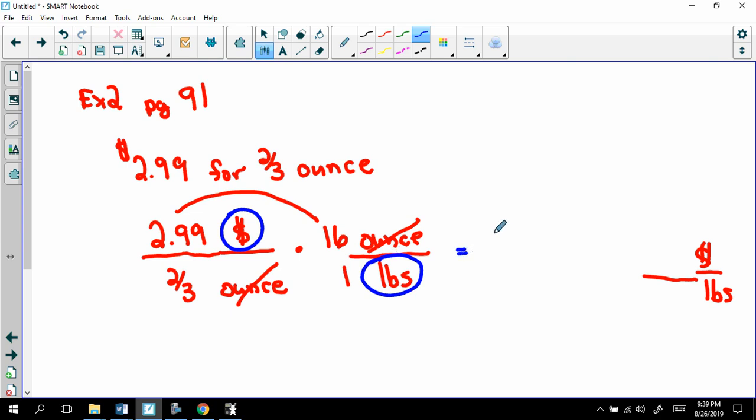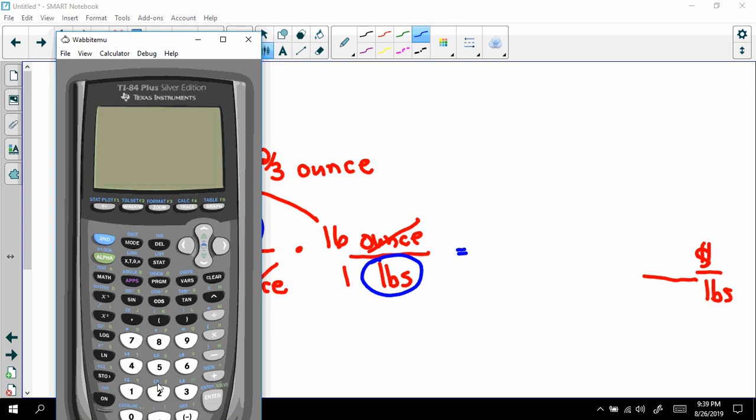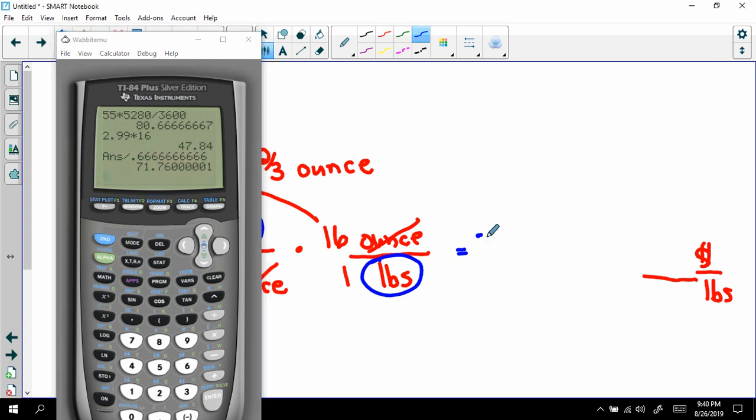So let me do this on the calculator. $2.99, if I turn it on, times 16, enter. Now this is going to be careful. We can play it safe. Divided by point, 2/3 is a whole bunch of sixes, and we get 71.760.